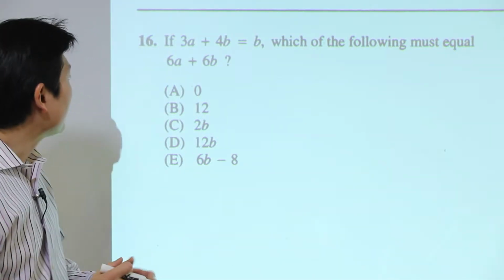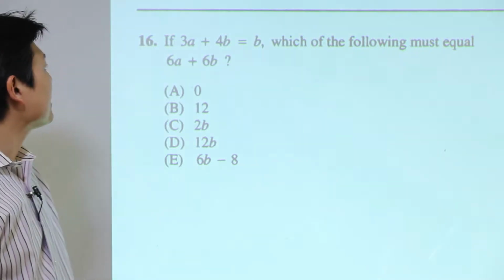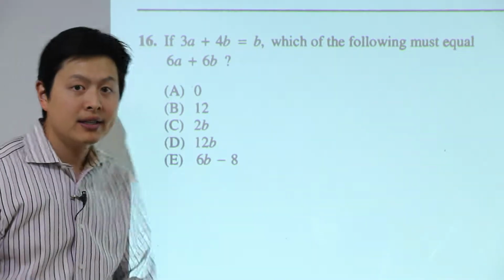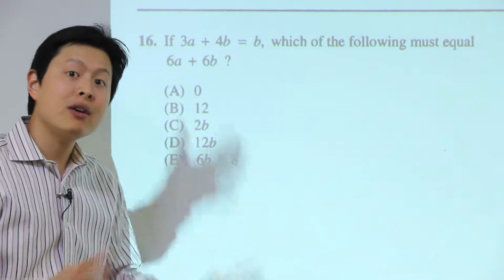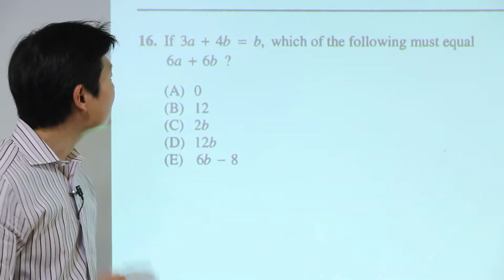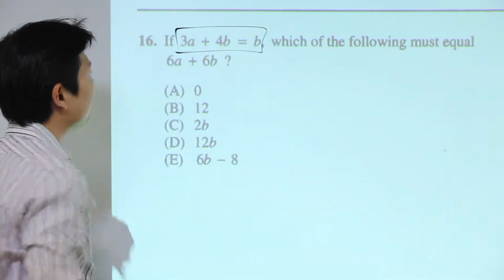In number 16, we have: if 3a + 4b = b, which of the following must equal 6a + 6b? Notice they're not asking for a, they're not asking for b, so we don't need to solve for anything here. We just need to take the information that we're given, that equation.